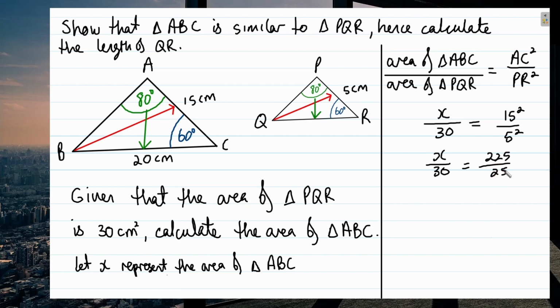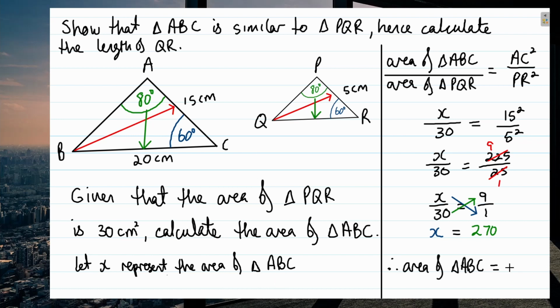Now 25 can go into 225 9 times. So now I'll have X over 30 is equal to 9 over 1. So now I'll cross multiply. I'll multiply X times 1, and that will give us X. And I'll multiply 30 by 9, and that will give us 270. Recall that X is representing the area of triangle ABC. So therefore, the area of triangle ABC is equal to 270 centimeters squared.